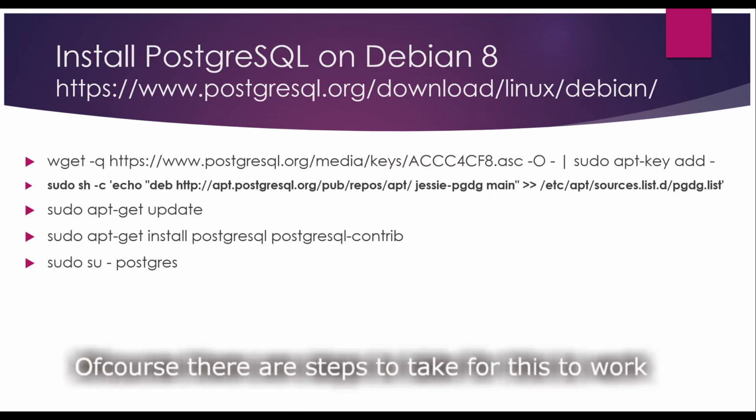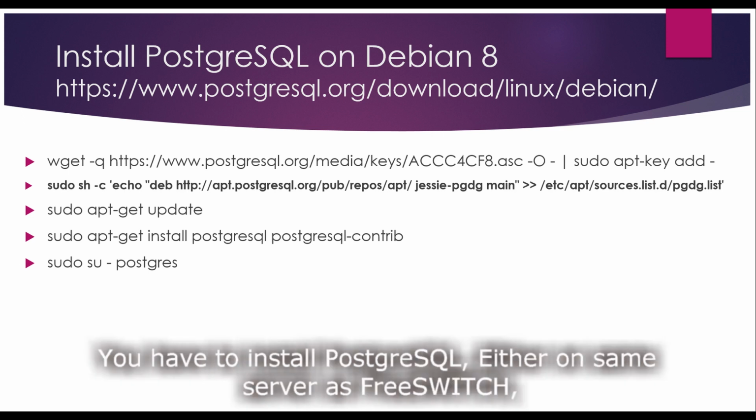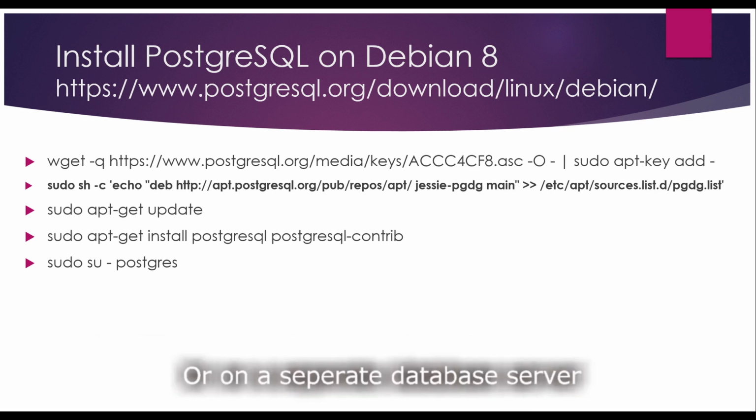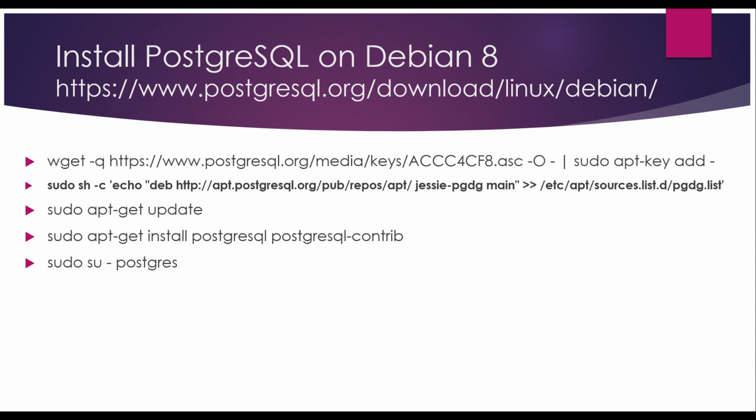Of course, there are things you have to do initially, that you have to install Postgres on a Debian instance. That's why I'm running my FreeSWITCH. Or you can actually configure a different or a separate database server. But in this video, I'll have my Postgres database installed on the same server as FreeSWITCH.